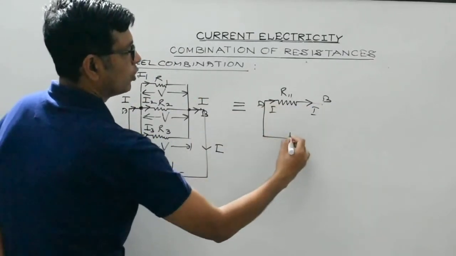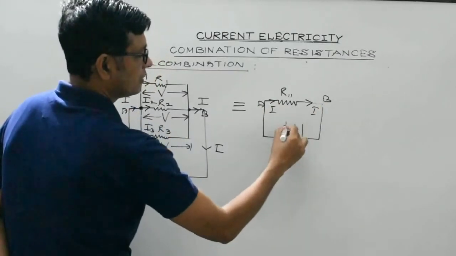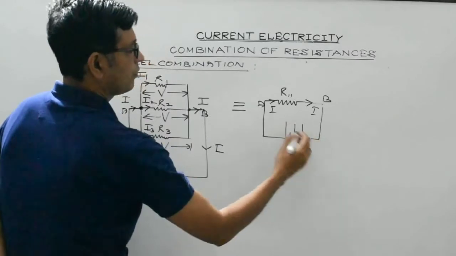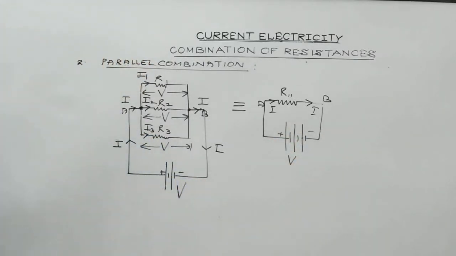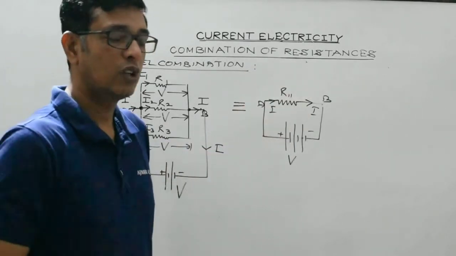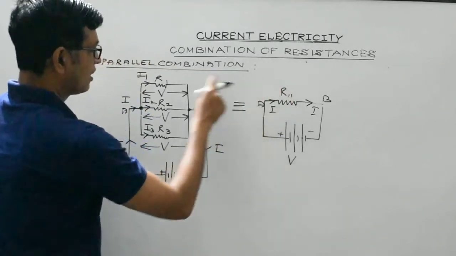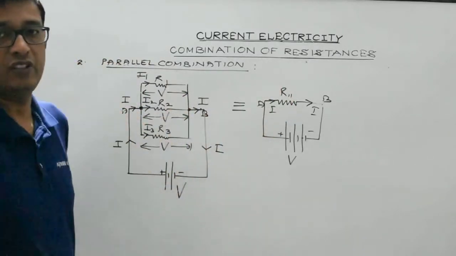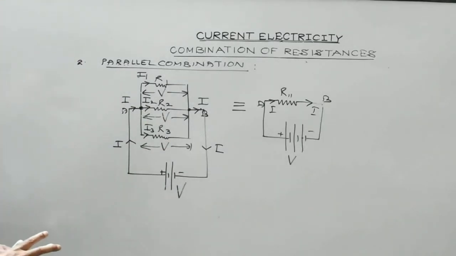And the potential difference applied across the points A and B is V. This is the equivalent diagram. So students, what we intend to do is find out the relationship between R parallel, R1, R2 and R3. Right? So let's start the article.